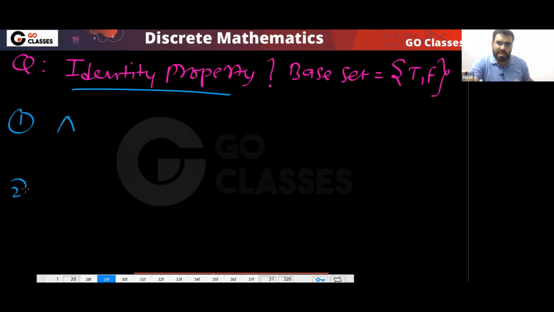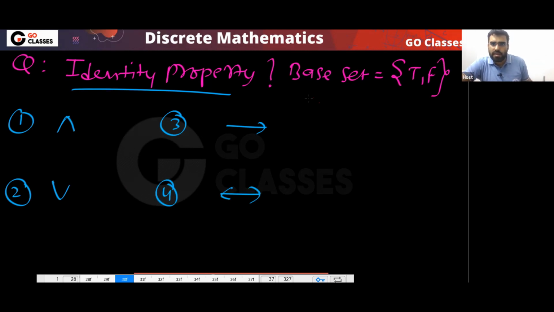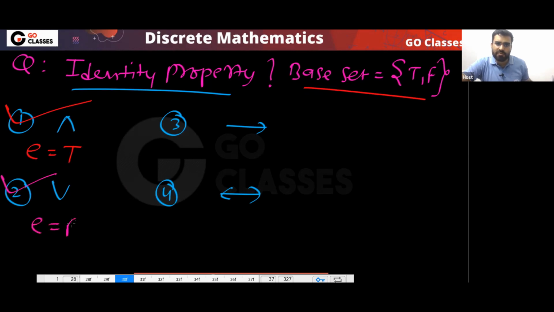Do we have identity element for conjunction? For disjunction? For implication? For double implication? This is our base set. Is there any identity element for conjunction? Yes. What is the identity element for conjunction? That will be true. True is the identity element for conjunction. For disjunction, identity element is false.